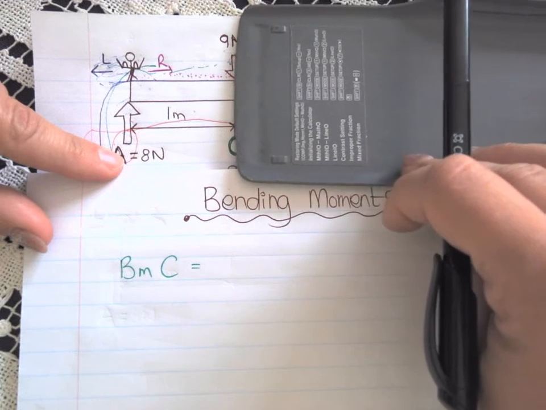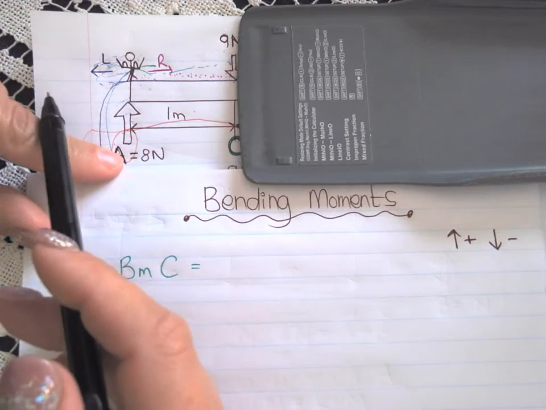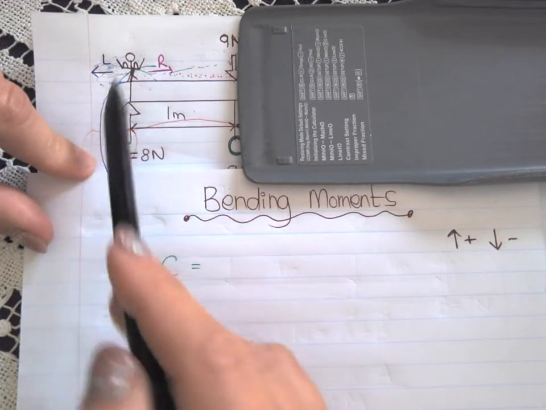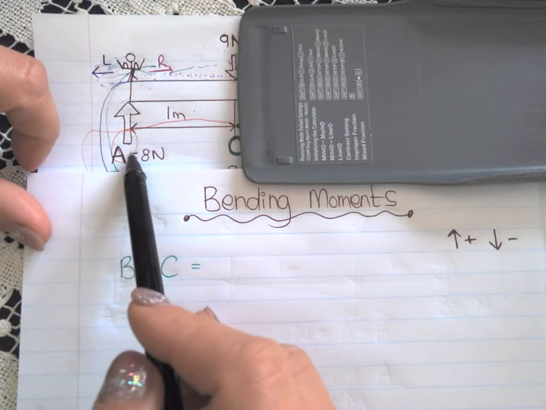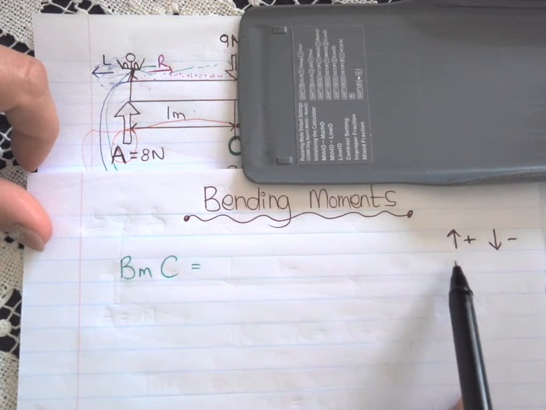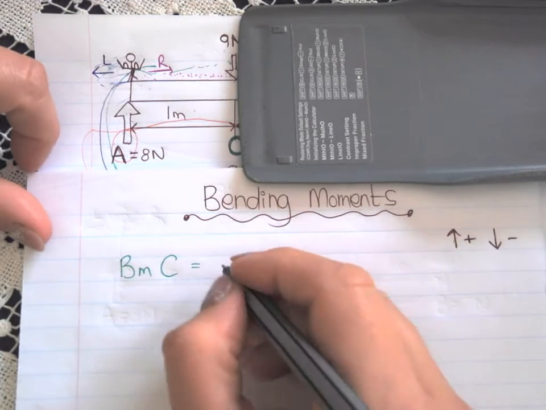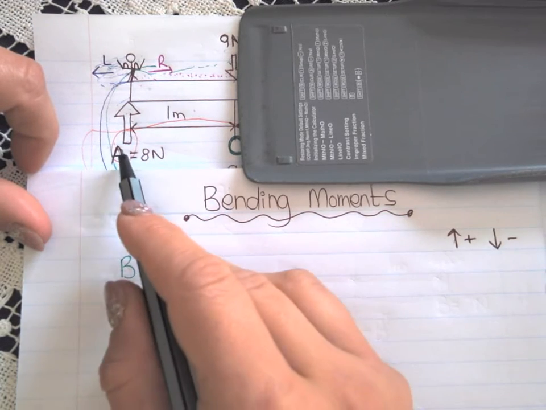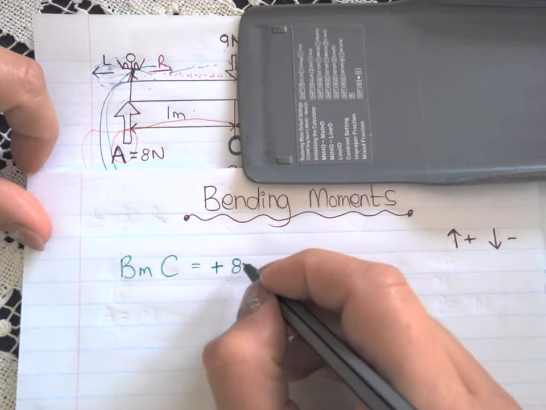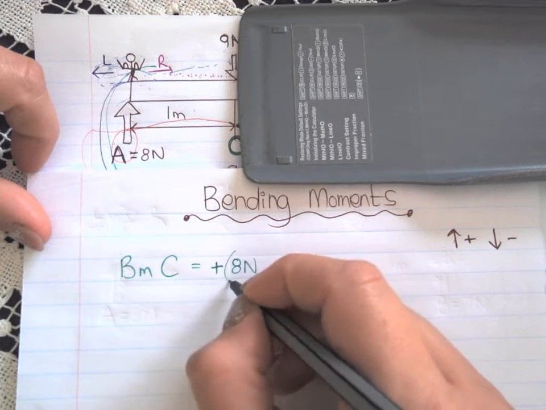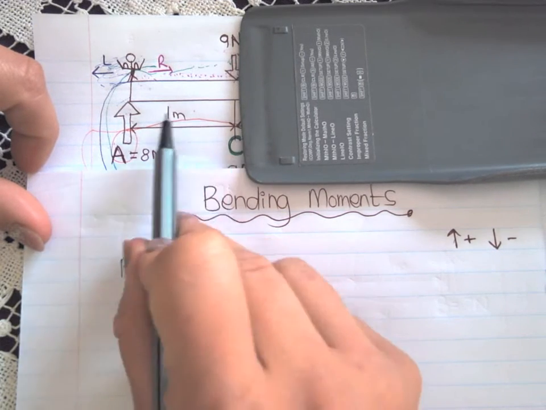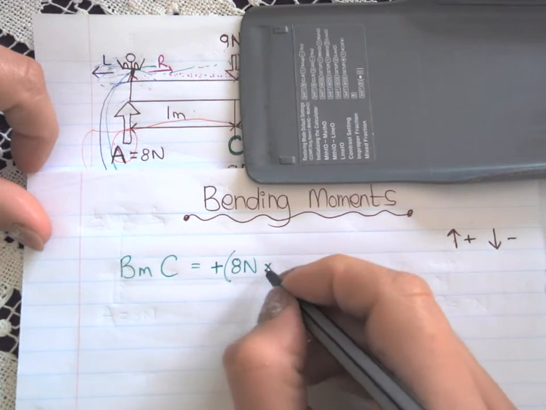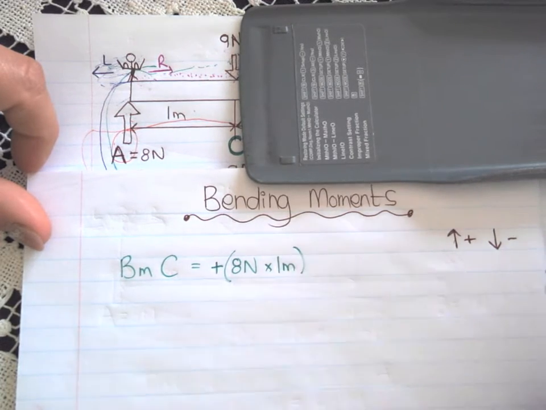Now we close up C and we look on this side. The first force there is A. Is A positive or negative? It's going up, so it's positive. And how big is A? It's 8 newtons. How far is A from C? 1 meter. So I say times 1 meter and close the brackets.